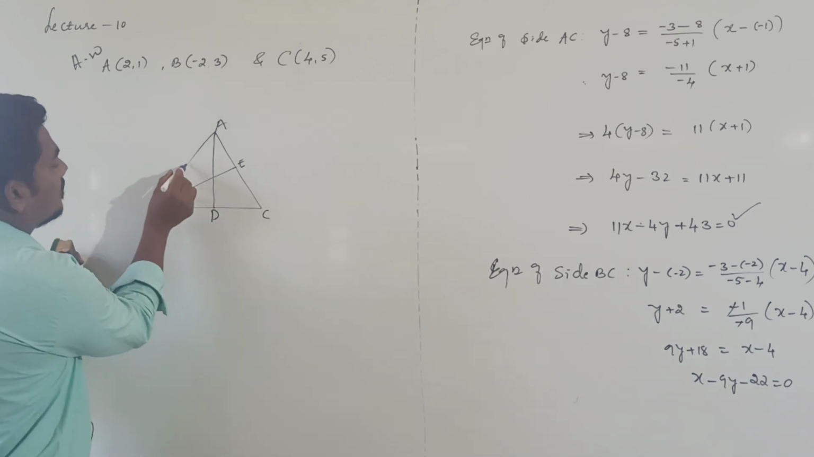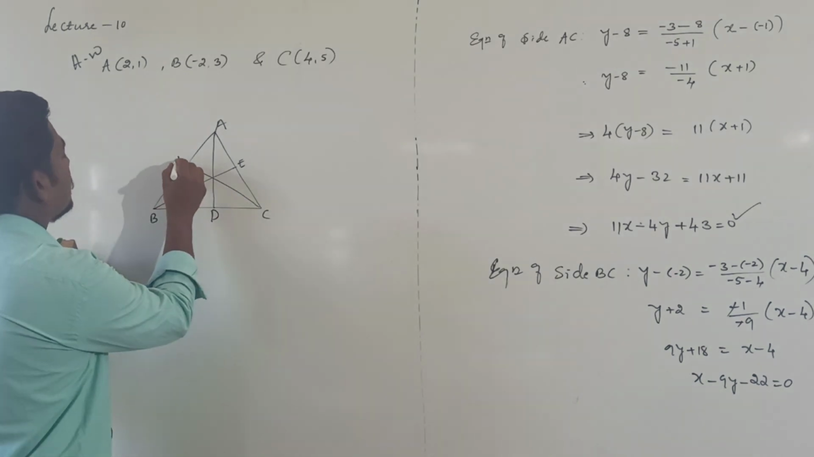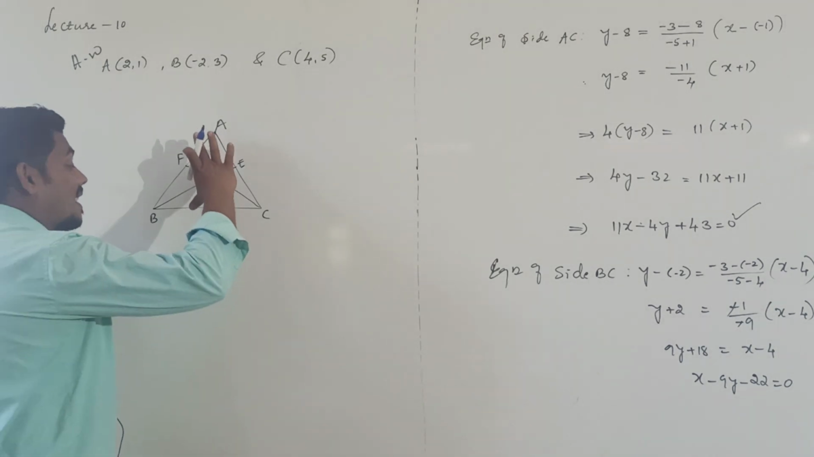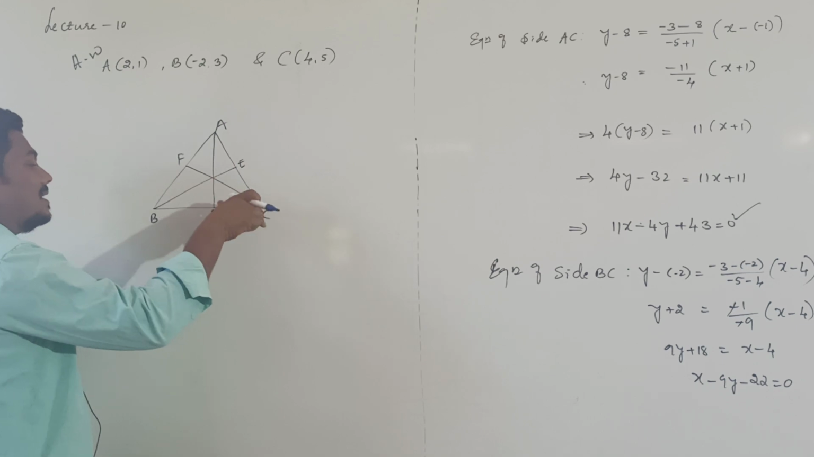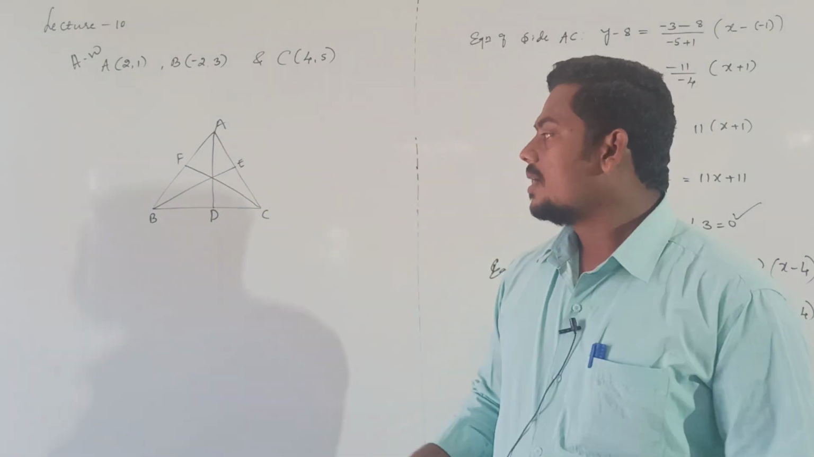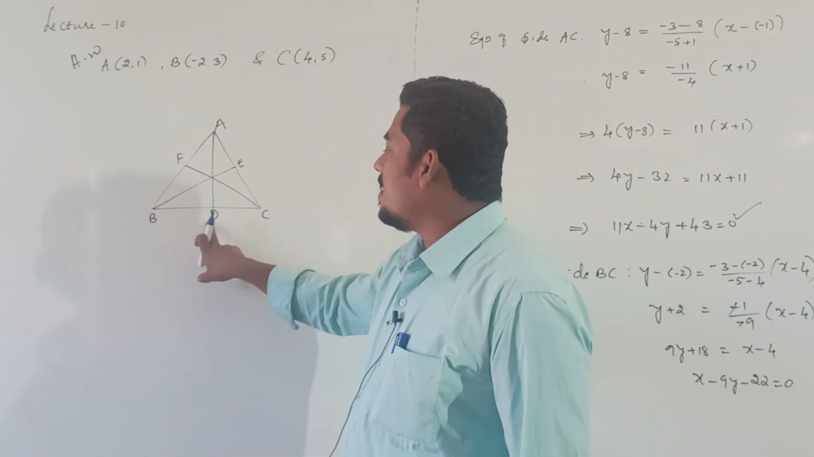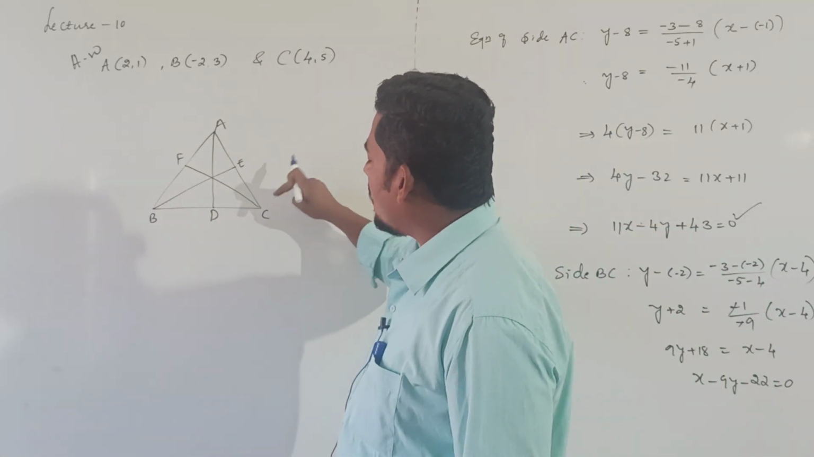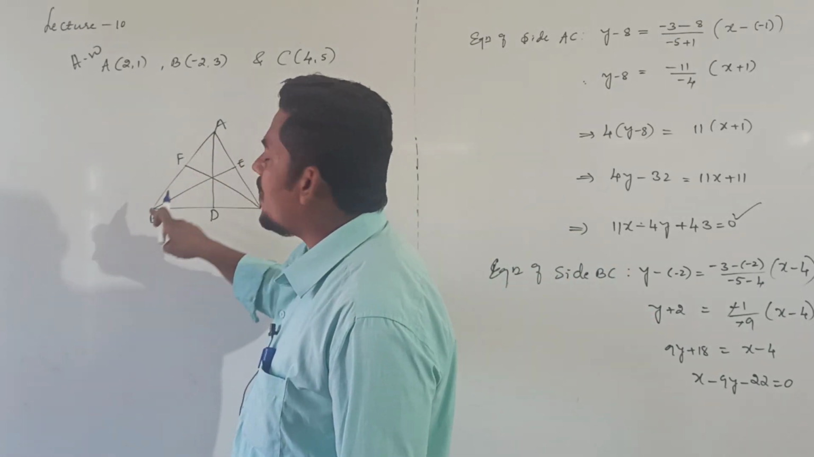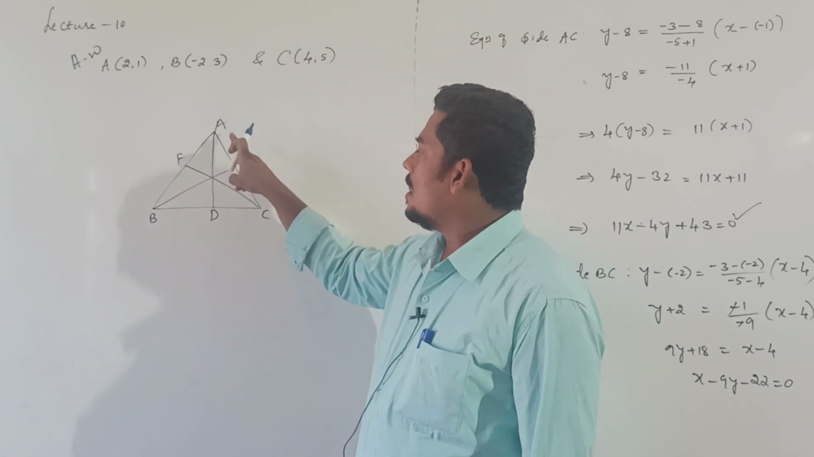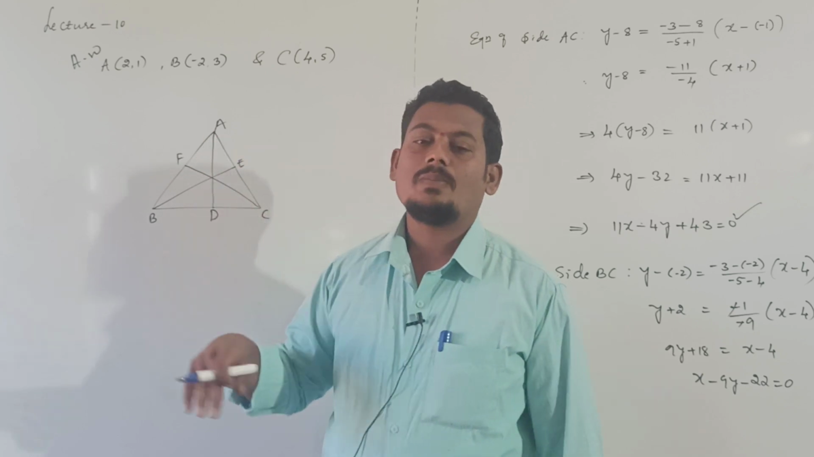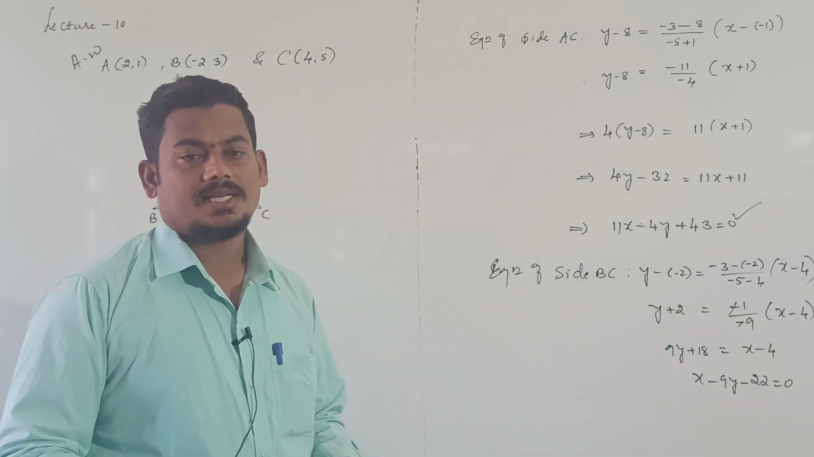And similarly, CF is also a median of the triangle through vertex C. When AD, BE and CF are medians, what is the condition? D is the midpoint of BC, E is the midpoint of AC and F is the midpoint of AB. And clearly D, E, F are midpoints of the sides of a triangle.